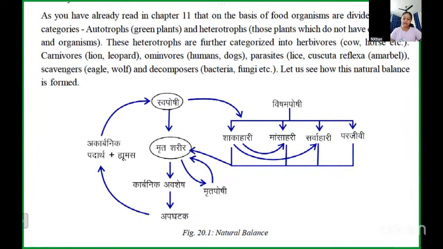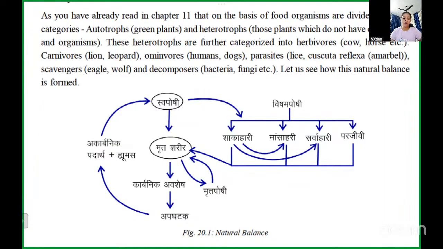Now, parasites are also there, which are Cuscuta, reflexa. Scavengers are there, such as eagle and wolf. Decomposers are there, such as bacteria, fungi, etc. Parasites live inside the body of or live on the body of other organisms for nutrition.